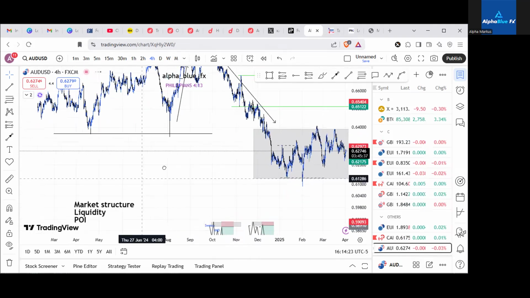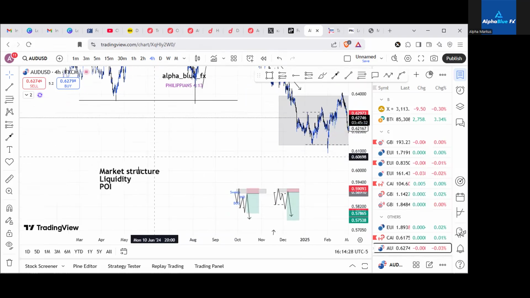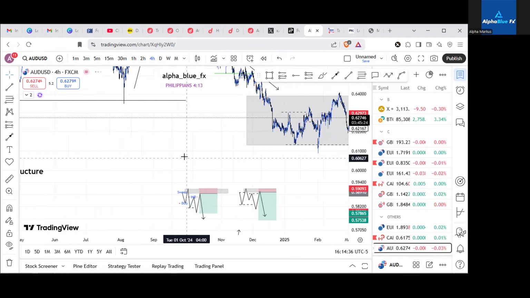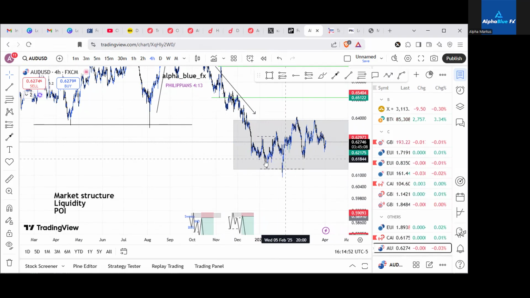That is market structure. Then the next thing is liquidity. So this liquidity is also a very, very important component of this strategy that you need to understand. You need to understand what liquidity is because it is liquidity that will help you to know when you want to be looking for a trade, when you want to be looking for an entry, right? So there are various different types of liquidity. You have trend line liquidity. You have equal tops, equal lows, equal highs and equal lows liquidity. You have inducement liquidity. You have different types of liquidity.